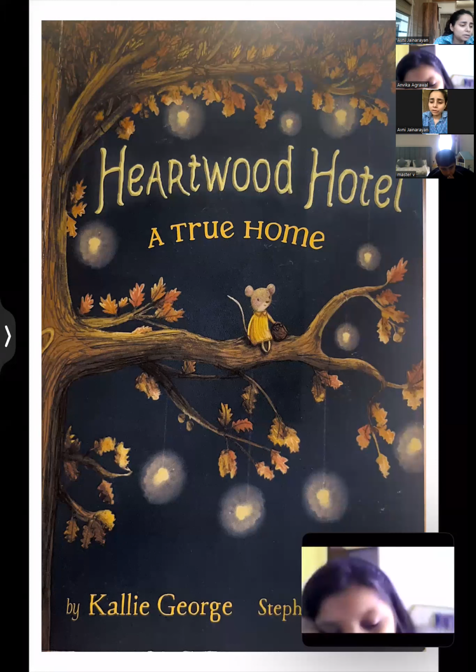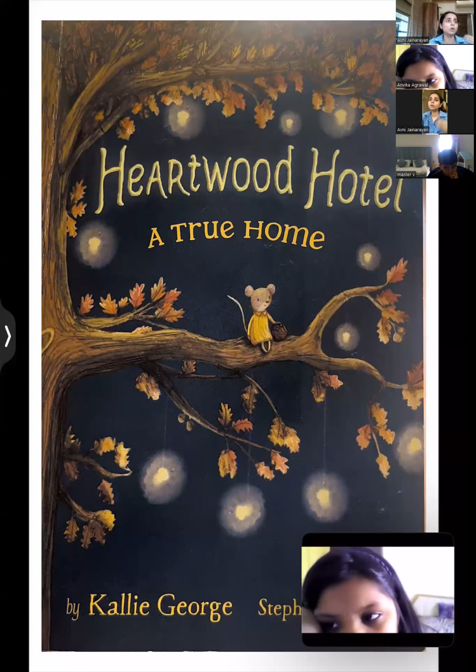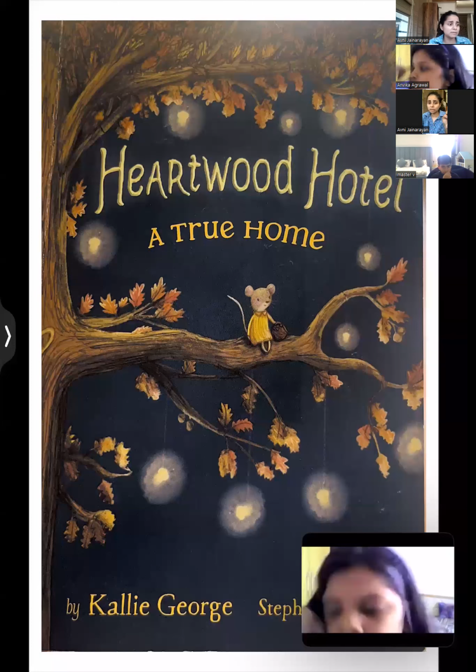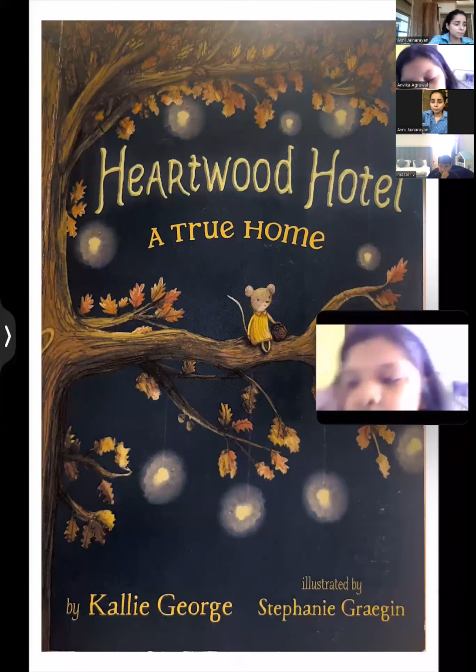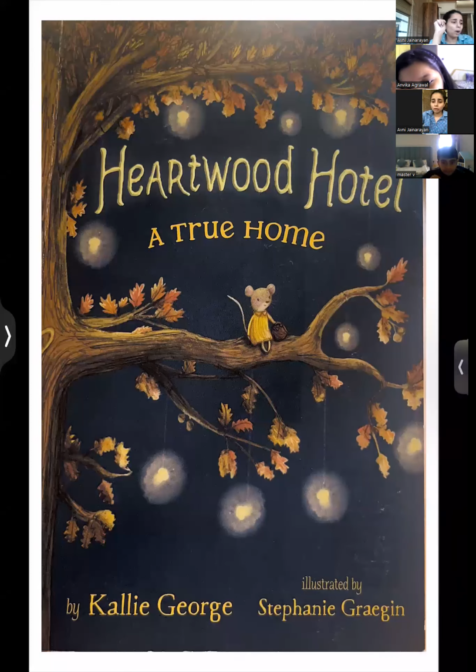So this is the front cover of the book. This is exactly how the book looks on the shelf if you visit a bookstore. The title of the story says Heartwood Hotel, and there's another title below that, which is A True Home. Now, this is something that you have to unmute and answer. Why do you think there are two titles?